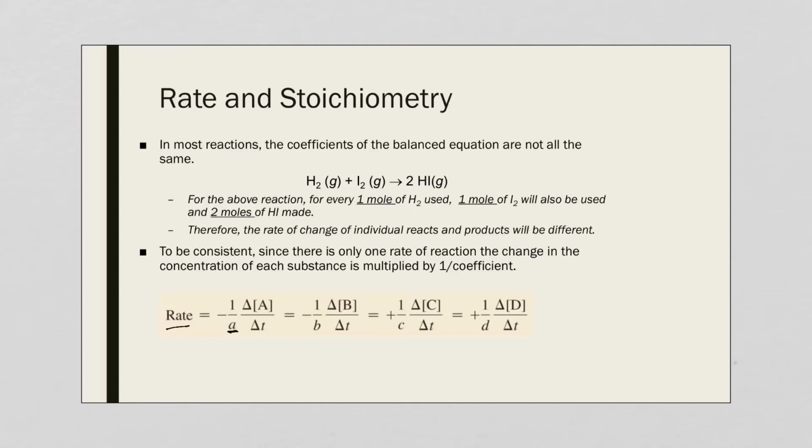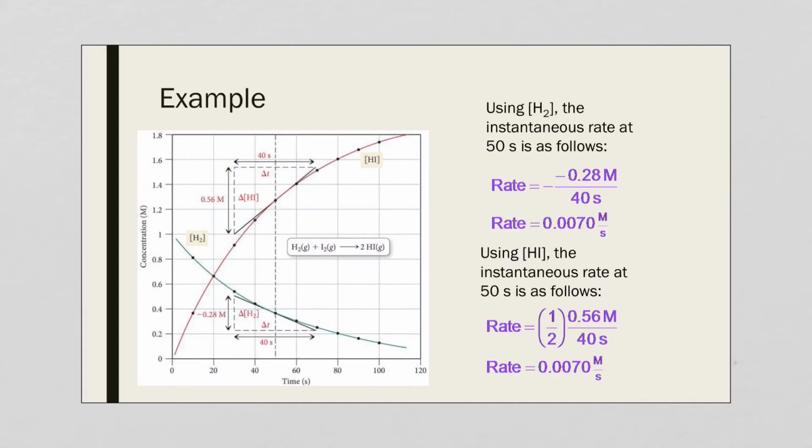So in other words, if I'm going to use HI, I need to multiply by 1/2, whereas if I'm using H2, I just multiply by 1 over 1, or 1. So that's going to ensure that we always get the same rate no matter what we choose to study experimentally. So if we look back at that graph and we do some numbers.